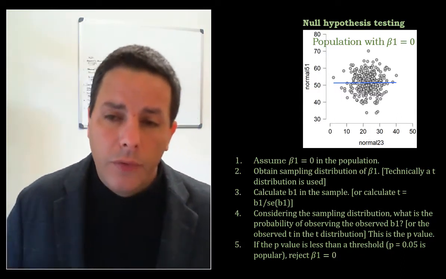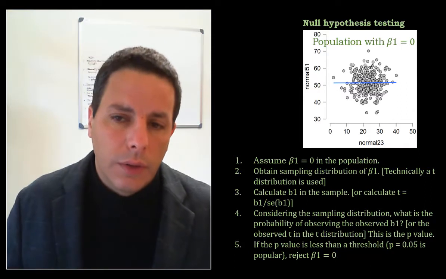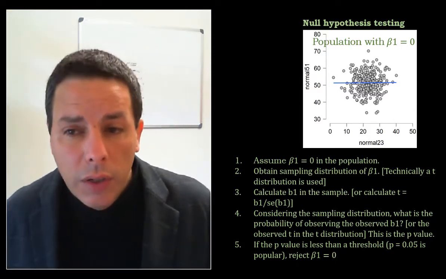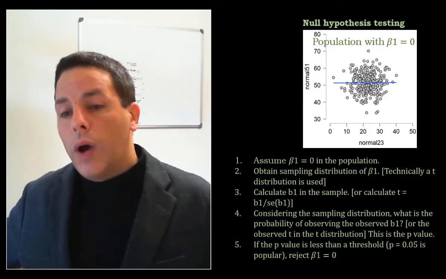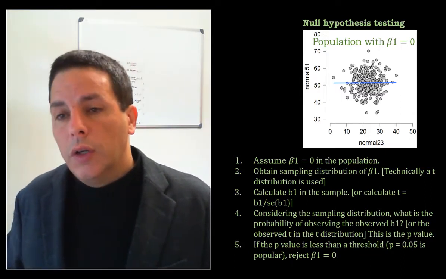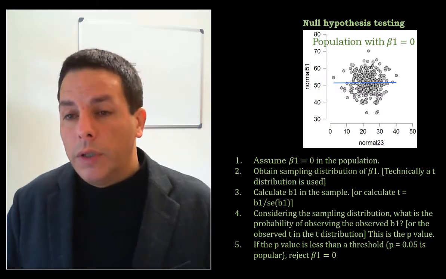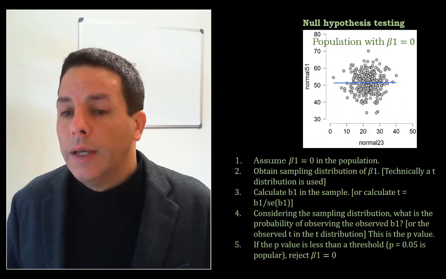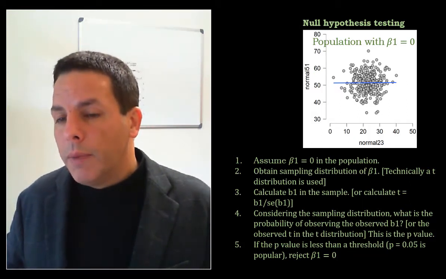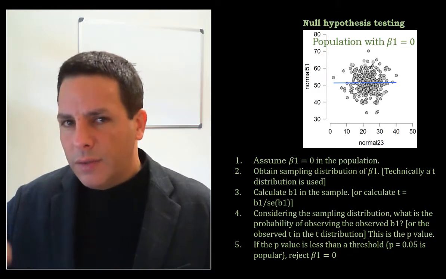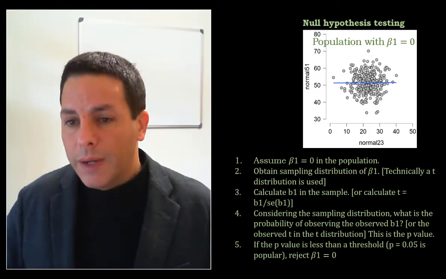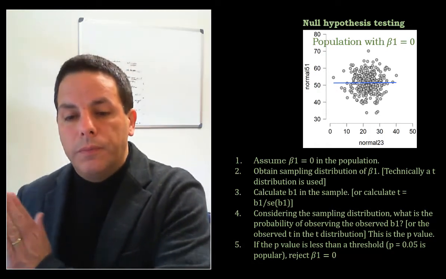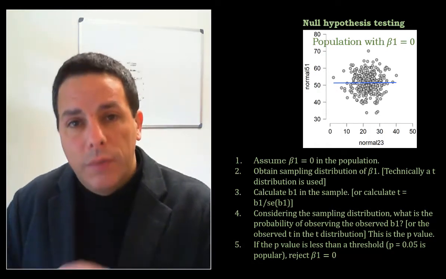If our hypothesis is that the difference, the beta 1 will be higher than 0, then we only look at one extreme of the distribution. So we say how probable is to obtain the B1 we obtain, or the T we obtain in our sample, in that sampling distribution. But as I said, not just the score we obtain, but how probable is to obtain that score or a higher value. And that is the p-value.